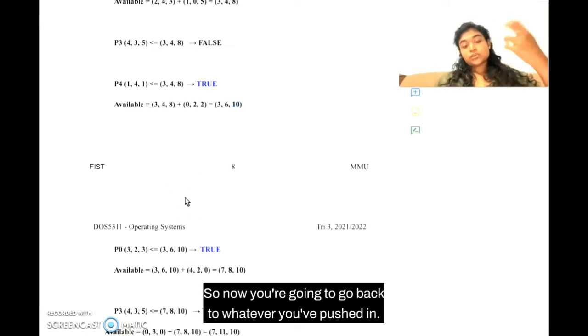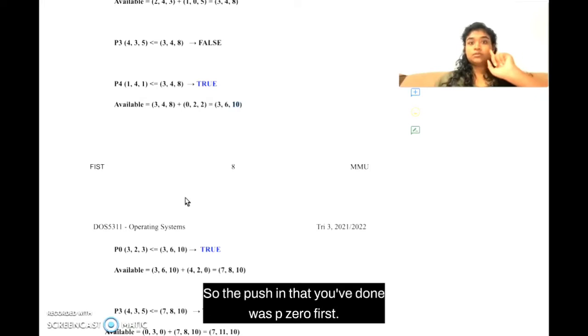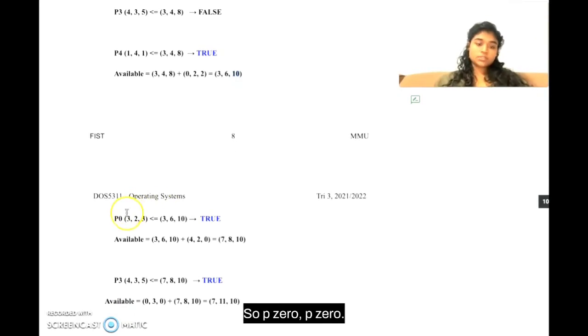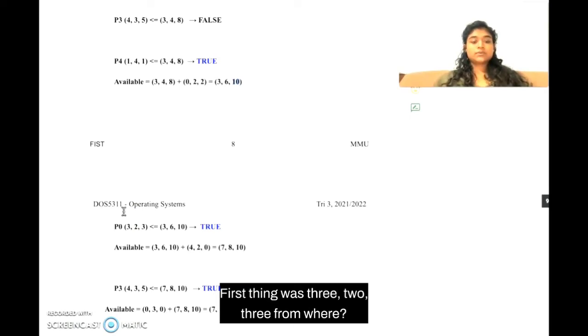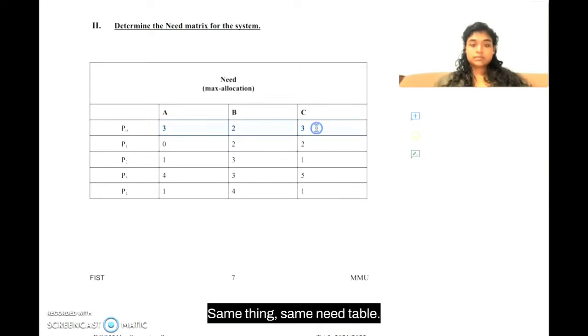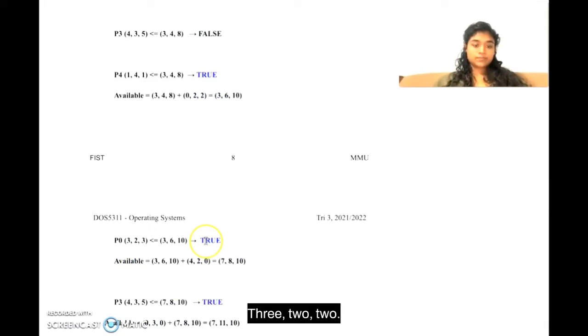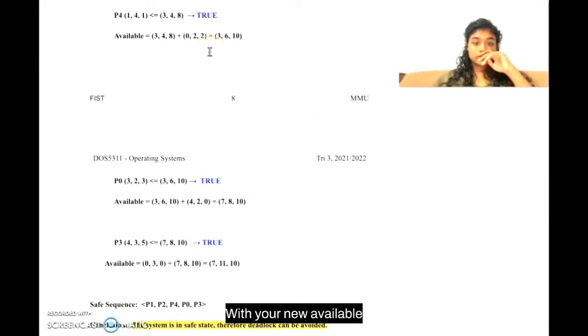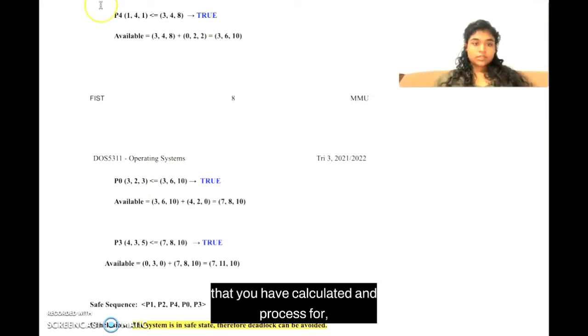Right? So now you're going to go back to whatever you've pushed in. The first push in that you've done was P0. So P0's first thing was 3 to 3, from where? Here. Same thing, same need table, yeah? 3 to 3, with your new available that you have calculated at process 4.